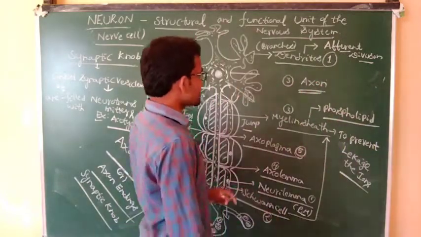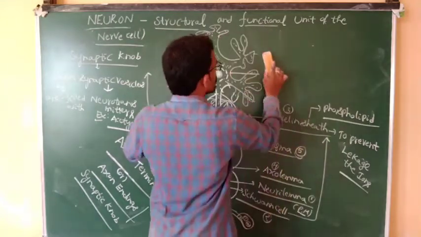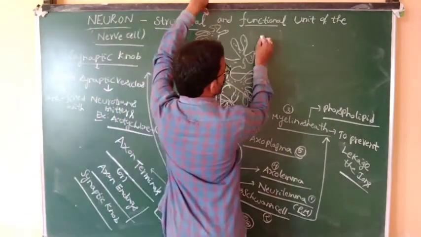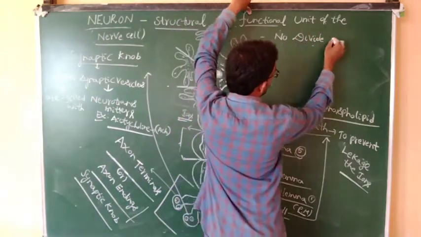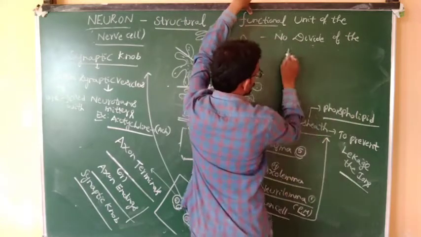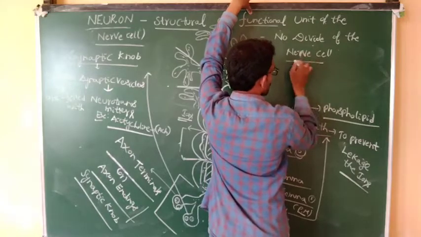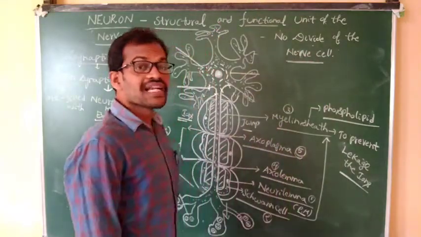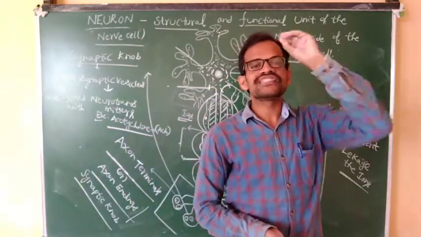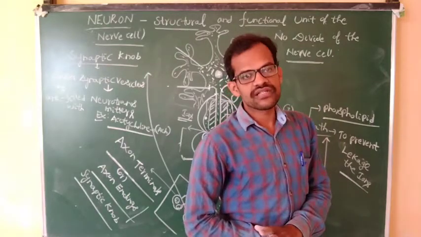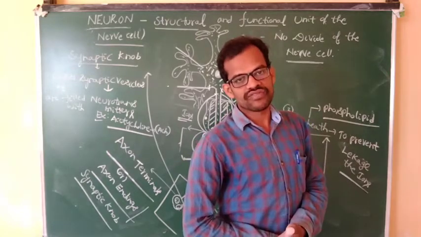The neuron cells do not divide. What is the reason? Division is absent. The main reason is that once the neuron cell is damaged, it stays damaged. There is no formation of new cells to replace the old ones.